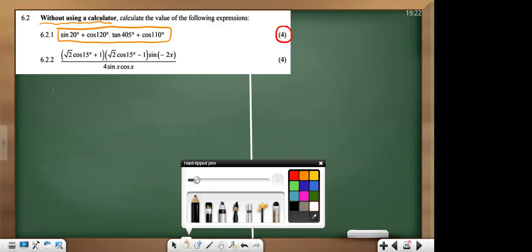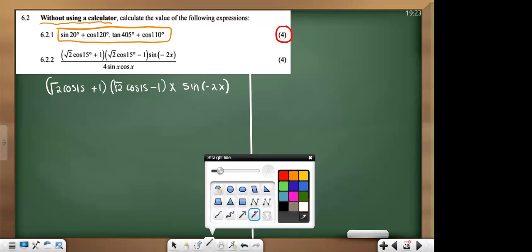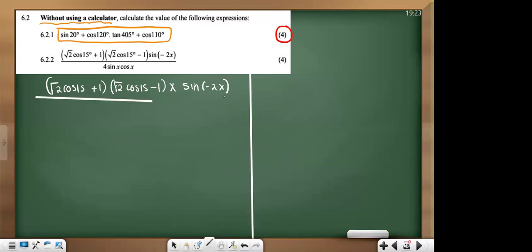6.2.2. What do I have? I have (square root of 2 cos 15 plus 1) multiplied by (square root of 2 cos 15 minus 1), times... I see something. In case you don't see what I'm seeing, it is not a sin, he didn't do something wrong. I'm seeing something before I can go to the question. I see a difference of two squares, all right? In case you don't see it, that's not a sin, okay?